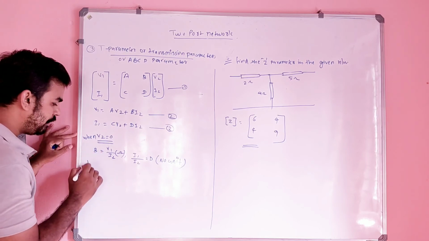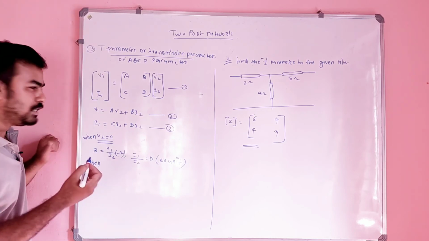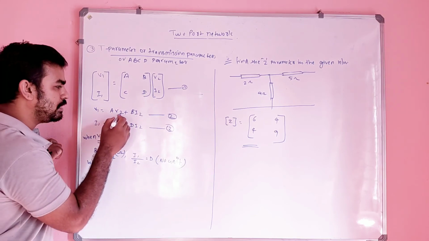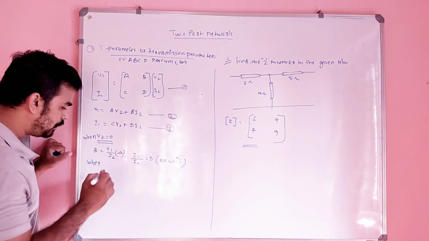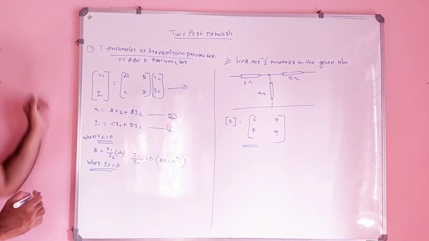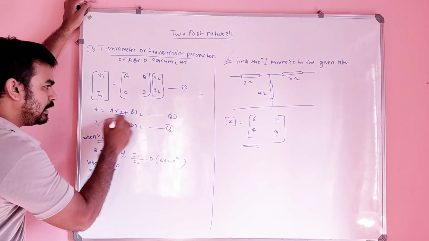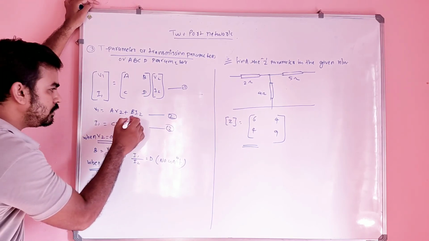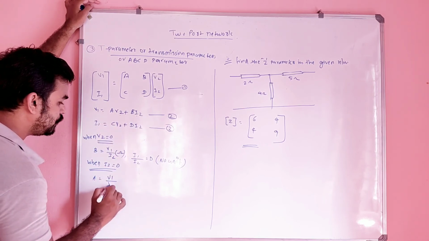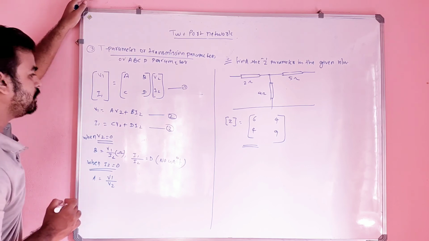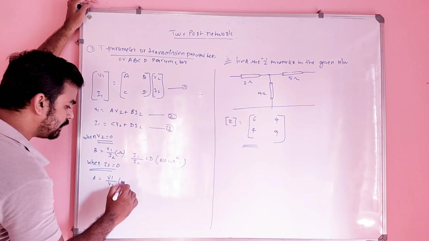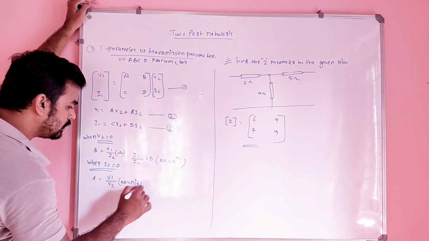Next, first you consider V2 equal to 0, and next you consider I2 equal to 0. When I2 is equal to 0, from equation 2, A will be equal to V1 by V2, and its unit will be no unit, right?